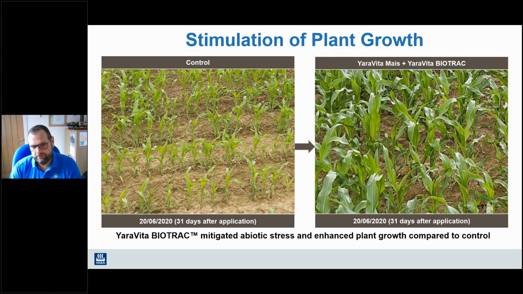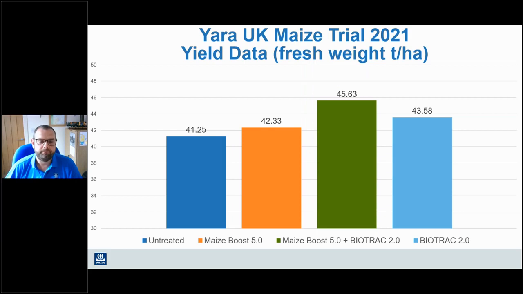So what we've done here in Yara UK is, with our replicated trials, we've looked at the combination of the crop boost and the biostimulant in the last couple of years. The first trial was done in 2021, and you can see there the untreated is in the dark blue on the left. We've then got the maize boost, the Foliar P, the crop boost product. We've then got the crop boost plus the biotrack, and then the biotrack on its own on the right. And you can see that the combination of the two, the dark green, is the one in that trial that led to the highest yield increase, around 4 tons a hectare.